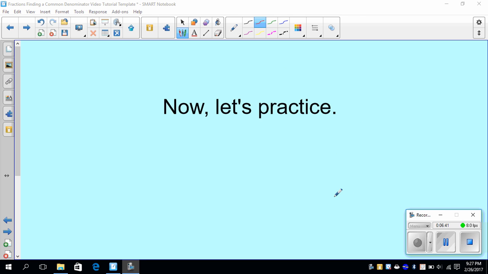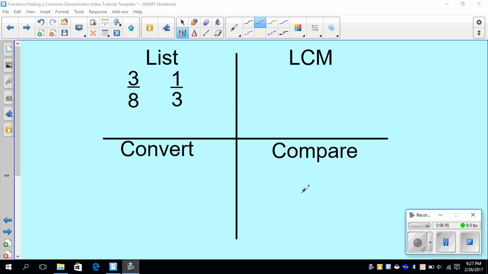Okay, so now let's practice. We are going to practice the four-square method of organizing to find a common denominator, and then I'd like you to compare the two fractions that I give you. So I'd like you to compare 3/8 and 1/3 by finding a common denominator. So go ahead and pause the video while you set up your four-square, find your least common multiple, convert to a common denominator, and then compare the two fractions.